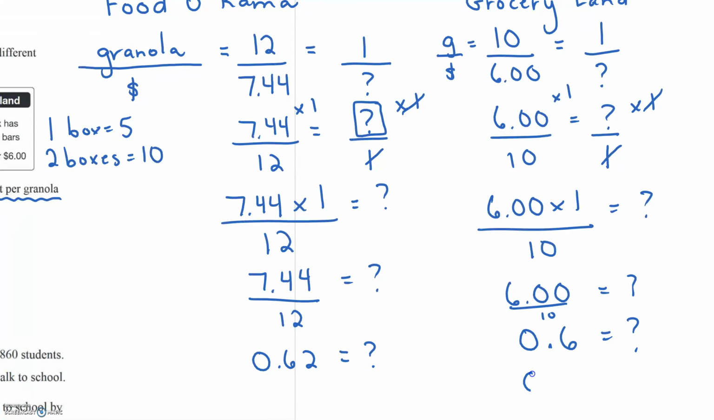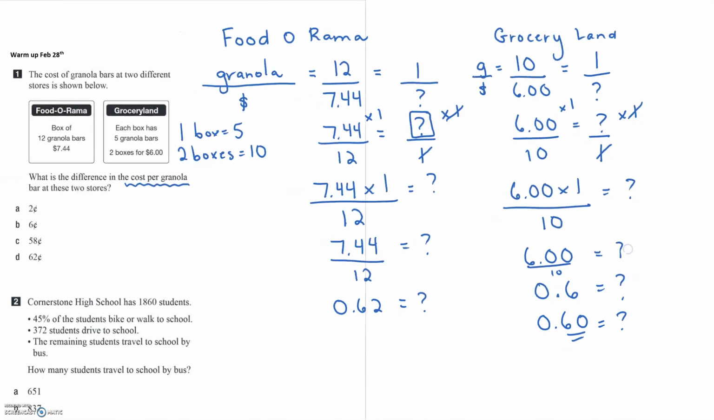So because this is money, I want to make sure that I have 2 decimals that are showing. So if there is no other decimal, just put a 0. So in this case here, they're not asking what the cost of one granola bar is, so be careful. It's actually asking you for the difference in the cost per granola bar at these 2 stores. So remember to look at the question. What is the difference in the cost per granola bar?